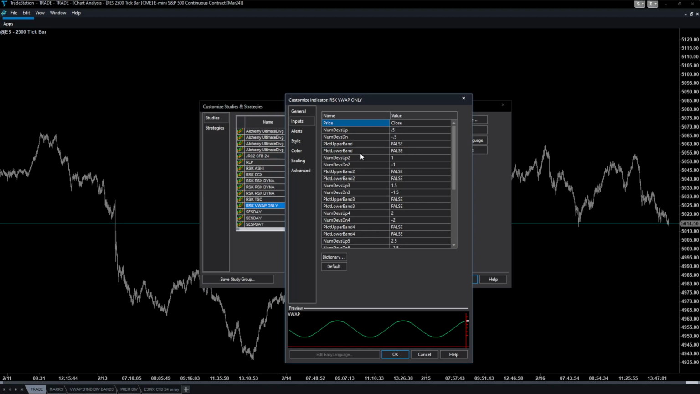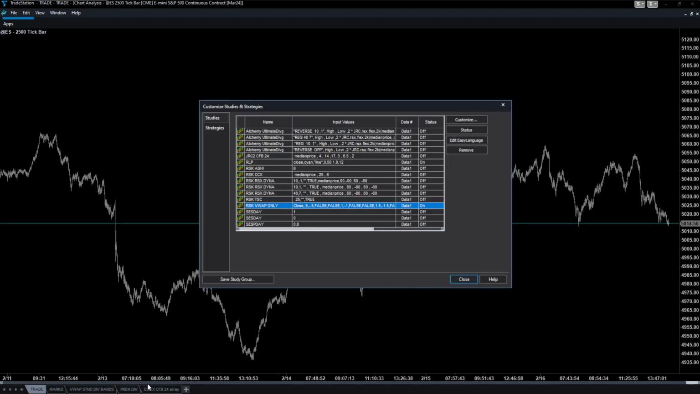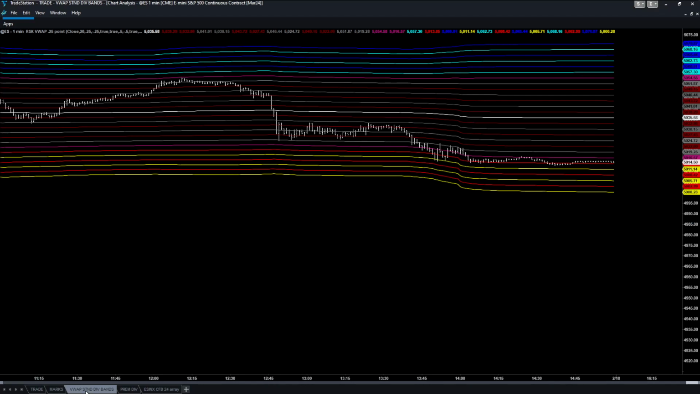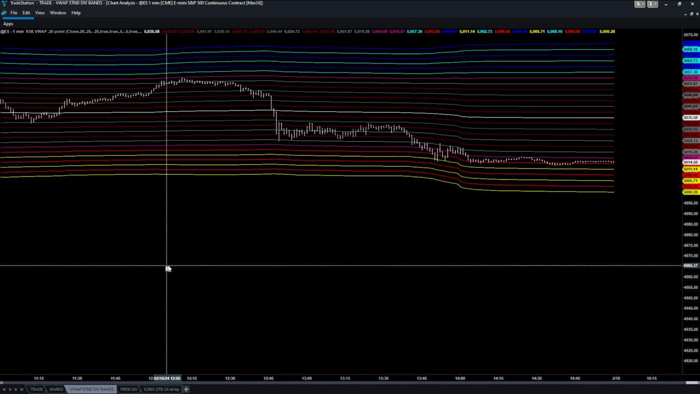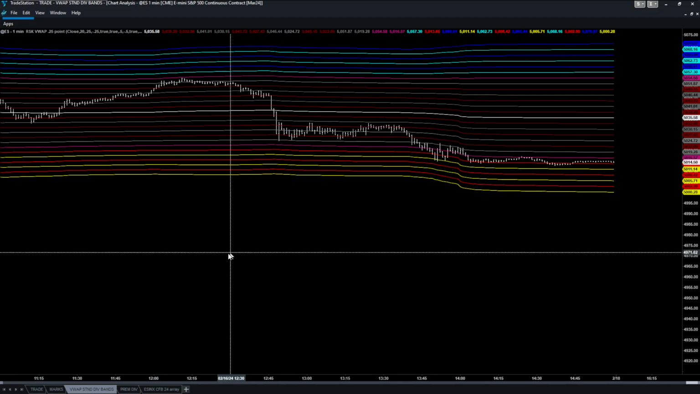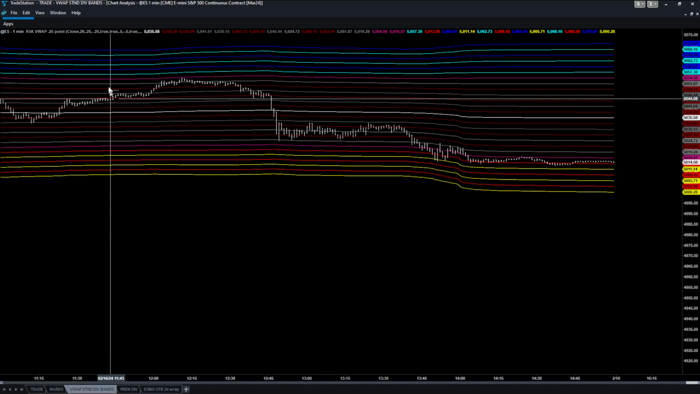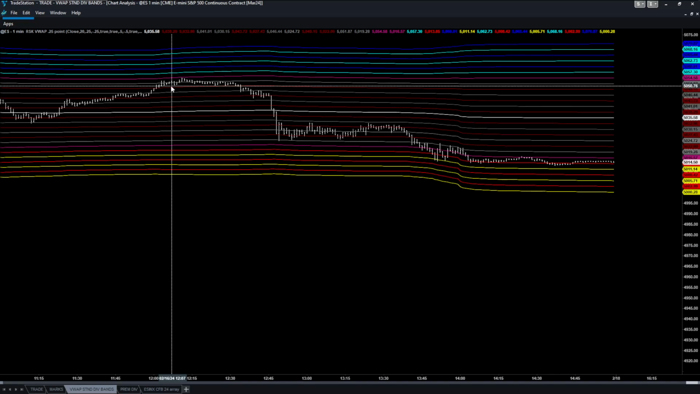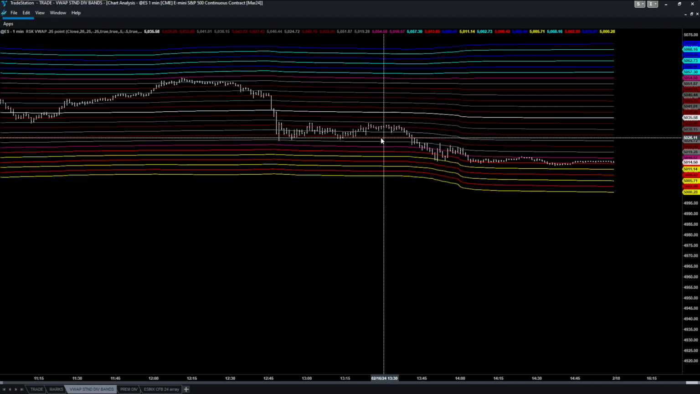But with this indicator, when you change these to true, then what you'll wind up having on the screen, depending on how many standard deviation lines you put in there, if you put them all in, is an indicator that's going to look like this. And what's interesting about the VWAP with the standard deviation lines, we've colored this in such a way that you can see how the market tends to move.